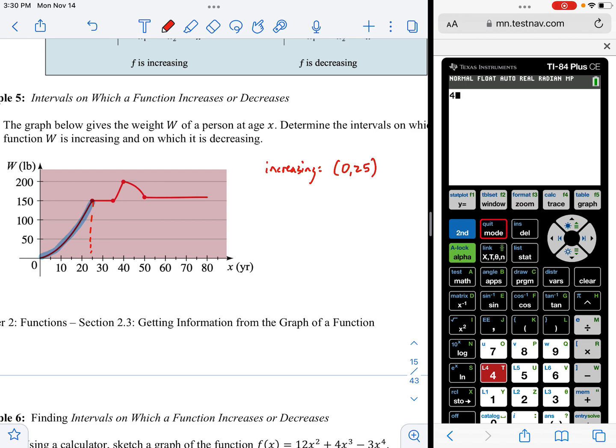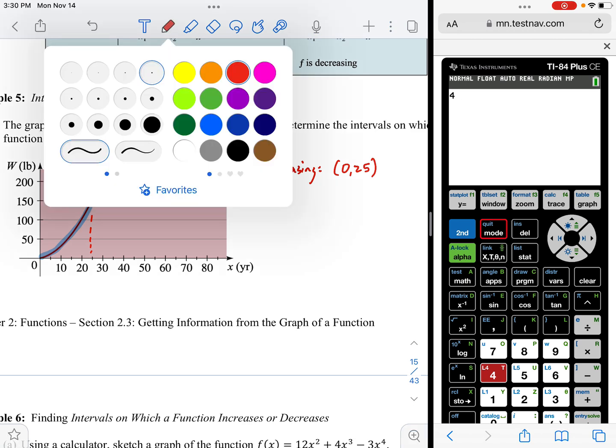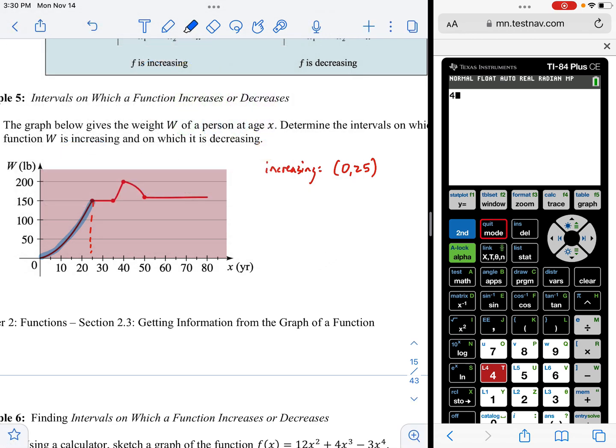And then there's another portion, sorry, let me get blue. There's another portion where we have a person gaining weight that looks like it's maybe between 35 and 40. So two different periods of time where people are gaining weight and that function W is increasing. And then there is just one portion right here, looks like between 40 and 50, for which W is decreasing.